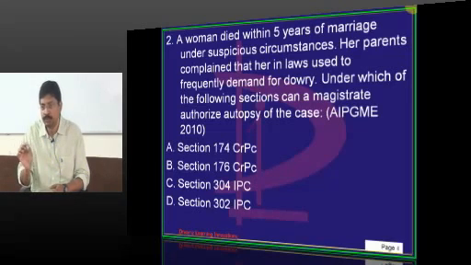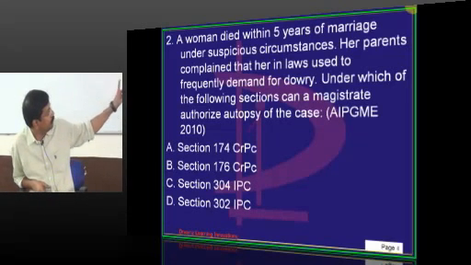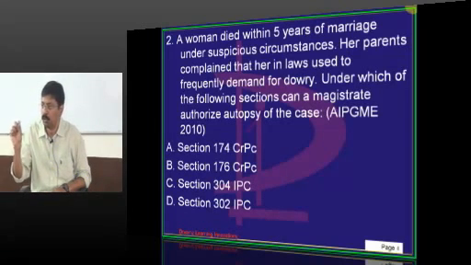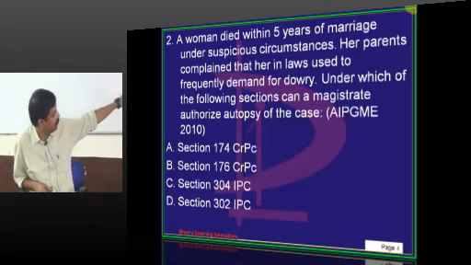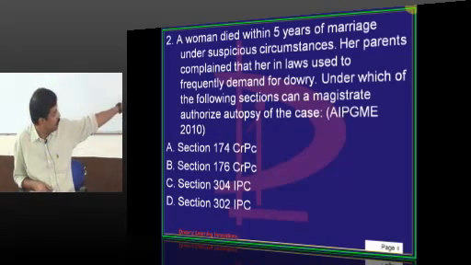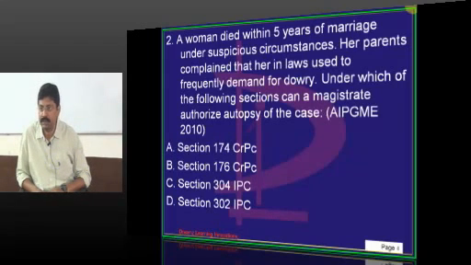So, criminal procedure. Here they are asking, under which of the following sections can a magistrate authorize. So, that is a procedure. It is not a crime and it is not a punishment. It is just a procedure. So, you should clearly rule out the below two options. IPC does not come under the procedures. Okay. So, it can only be 174 or 176.